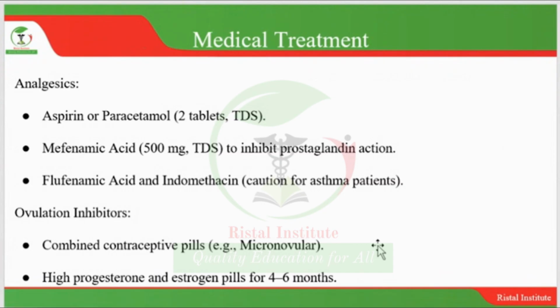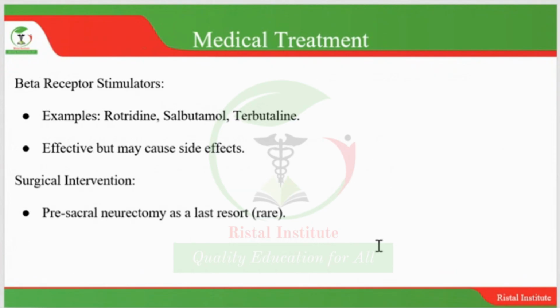So we can also use ovulation inhibitors. These include combined contraceptive pills, for example, micronuvula, then high progesterone and estrogen pills for 4 to 6 months can be used. Beta receptor stimulators can also be used. For example, ritodrine, salbutamol, terbutaline can be used, and it is assumed that they can relax the uterus and minimize the contractions.